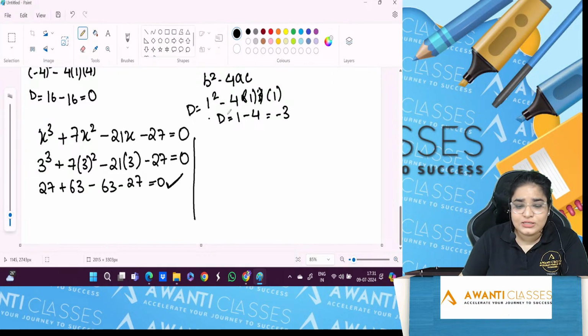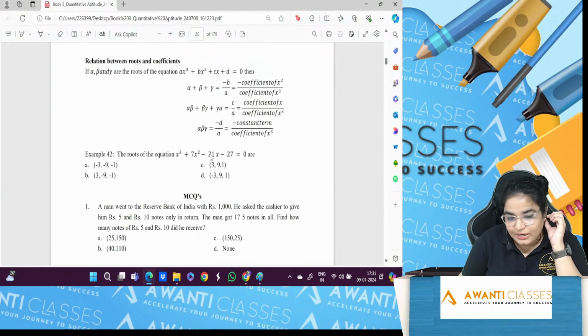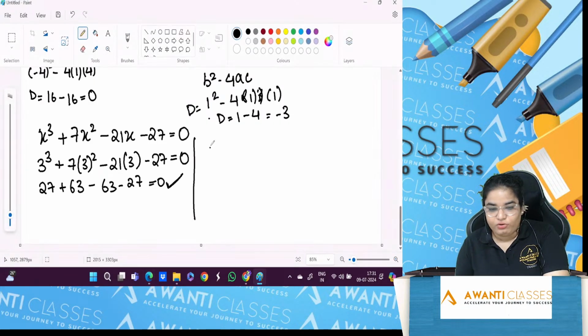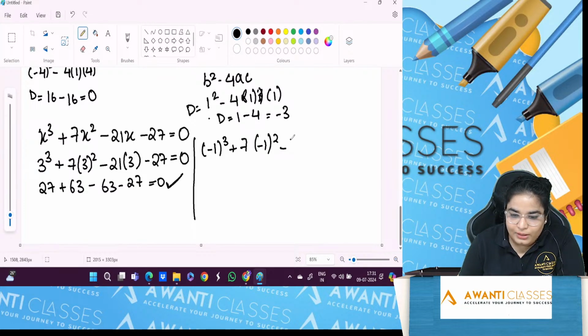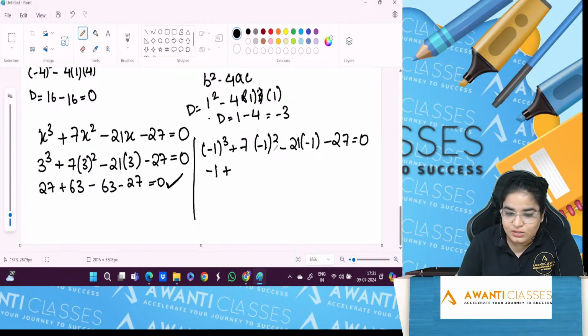So, minus 1 also, do you want to check? Do you want to check, or are you understanding, or should we check if minus 9 and minus 1 also work? We can check if you want. Let us check with minus 1. Same, x cube. So, minus 1 cube plus 7 into minus 1 square minus 21 into minus 1 minus 27 is equal to 0. This should be satisfied.